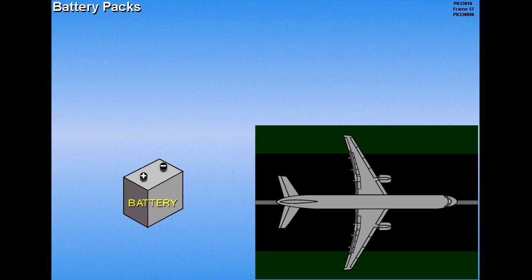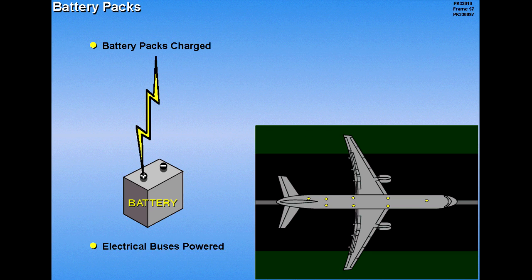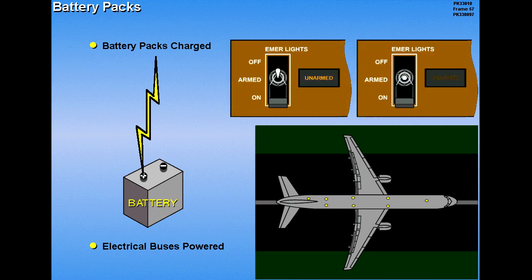Power for the emergency lighting system is provided by separate battery packs located throughout the aircraft. The battery packs are charged whenever the aircraft electrical buses are powered and the emergency lighting switch in the cockpit is selected to the off or armed position.